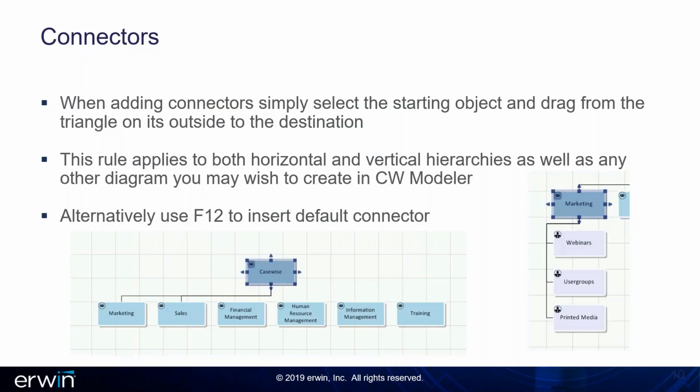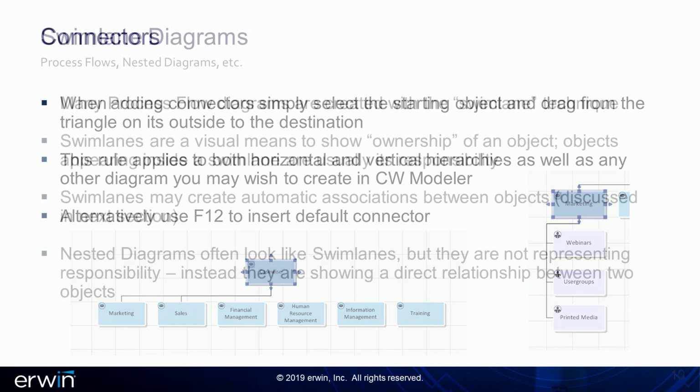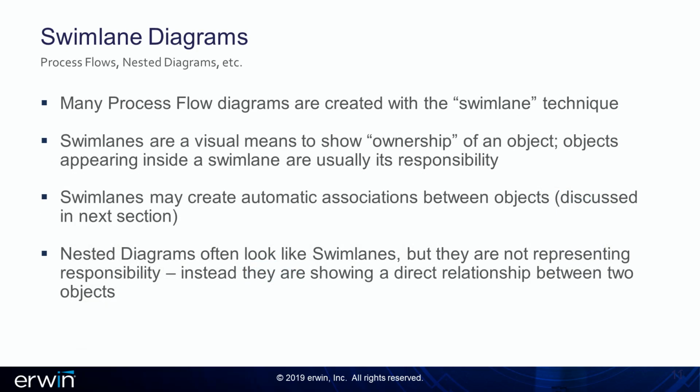When you add connectors, you can simply start from the top level object the way I showed you. You can drag the lines on or use F12, and this will be true in other places as well. The next diagram we'll create is a swim lane diagram, and you don't have to think of this as primarily for process flows, but any kind of diagram where you're nesting objects inside of another one would be considered a type of swim lane diagram or a diagram that looks like this.